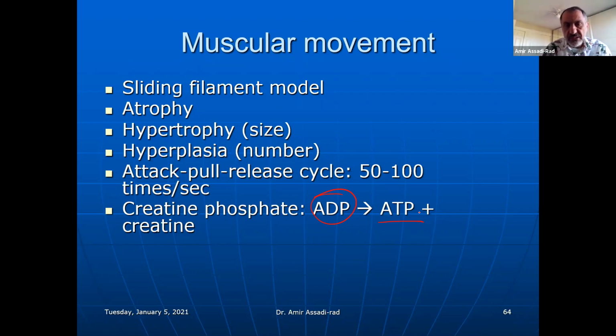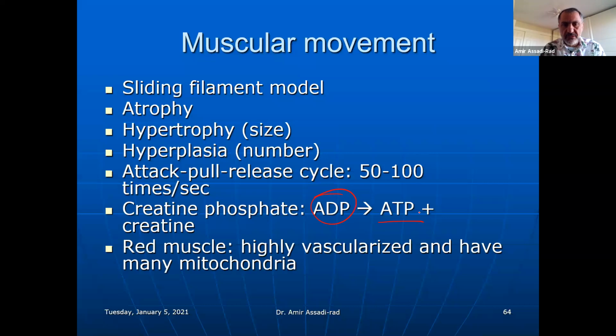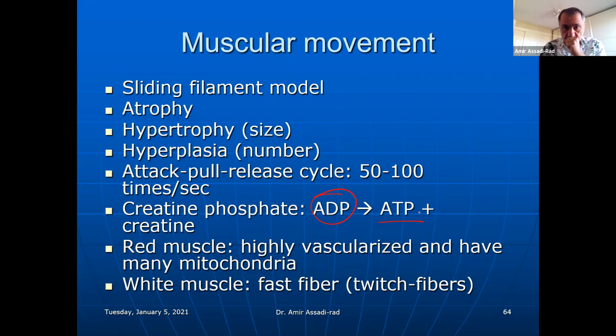Okay. And then red muscles, I'm not too crazy about this. Red muscle fibers are highly vascularized and have many mitochondria. And white muscle fibers are your fast fibers, fast twitch, like in your eyes. In your muscles, all over your body, your biceps and your quads, you have a combination of both. For example, in your biceps, you have less white and more red. In your eyes, you have more white than red.